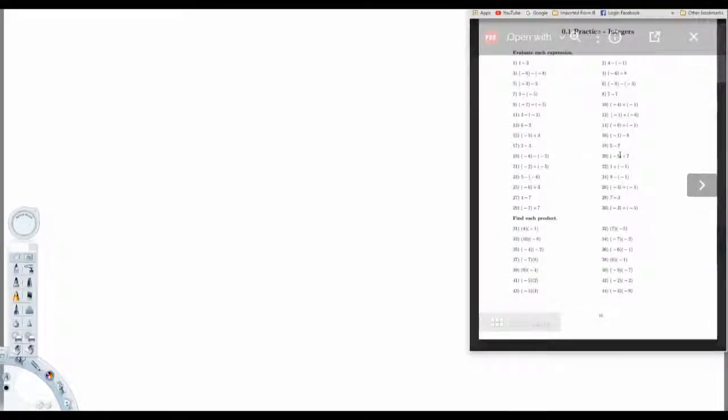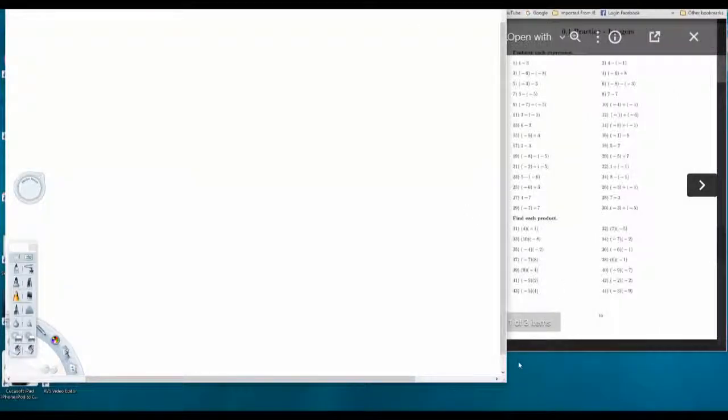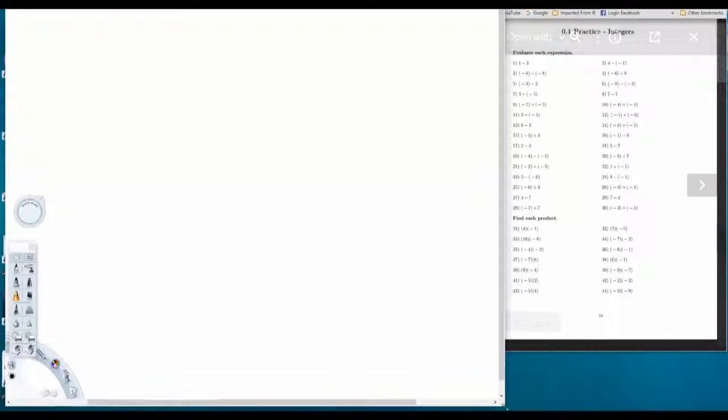Cool, so we had done up to number 14. We're going to go with number 15. And number 15 says minus 5 plus 3. So we're going at minus 5. And they put this in brackets, plus 3 equals.